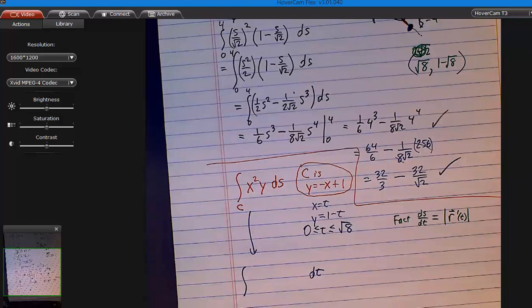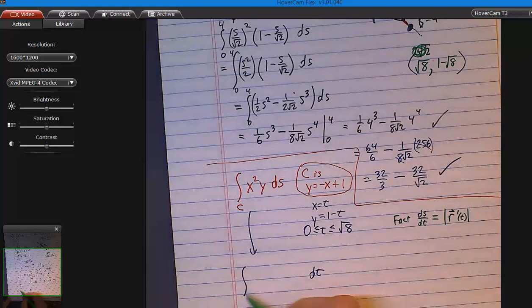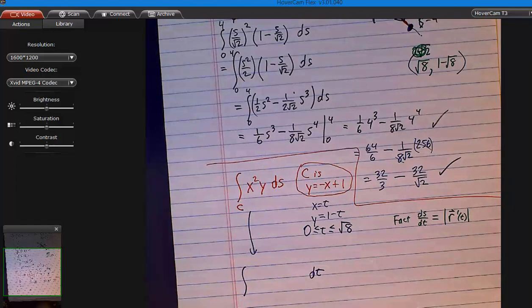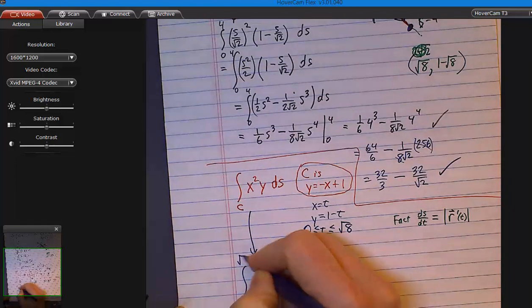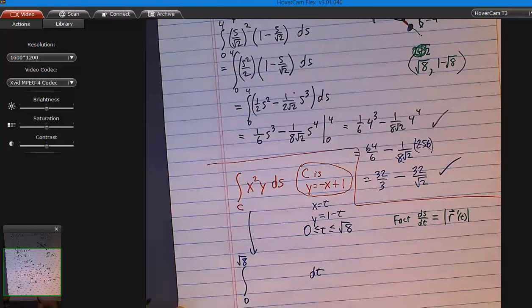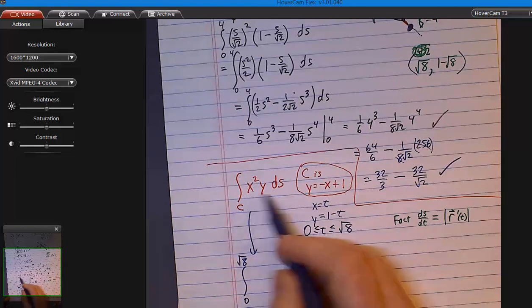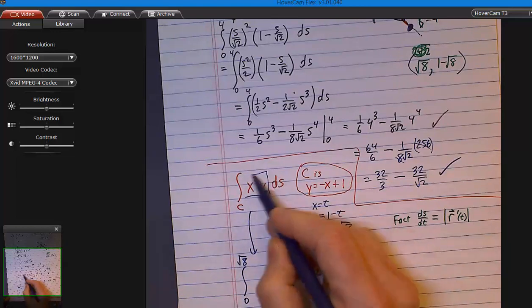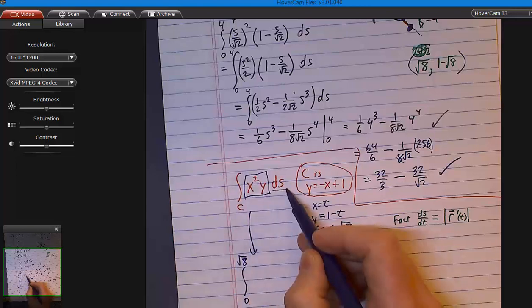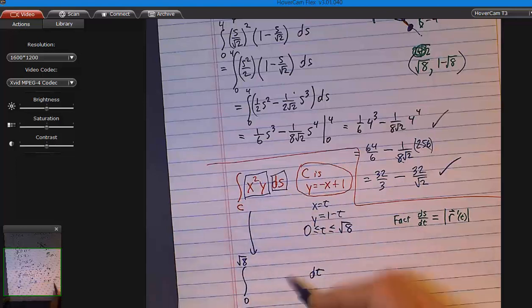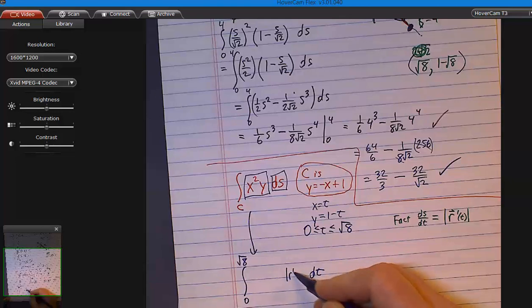So I'm going to have the following. I'm going to write this as the integral, as t ranges from 0 to square root of 8. We decided that would be it. And I'll need to write, well, this. And where it used to say ds, I will write length of r prime of t dt.